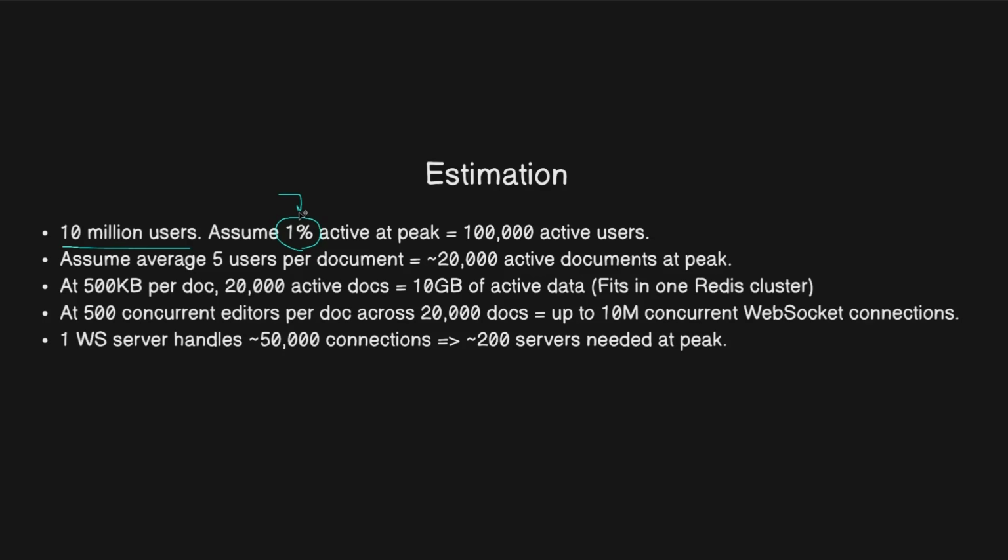Let's just assume it's 1% of overall users that will be active at peak times, which will come down to 100,000 active users. We also need the average users that will be working on a document. We have the maximum number, which is 500, but we also need the average. Let's say it's 5 users. So this will come down to around 20,000 active documents that we'll be working with at peak time.